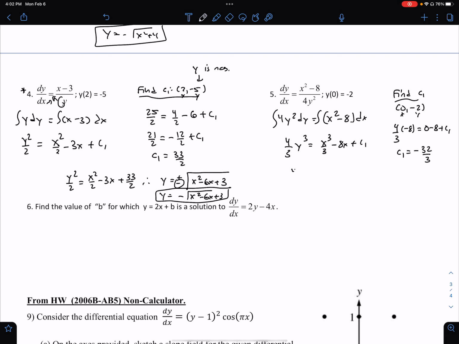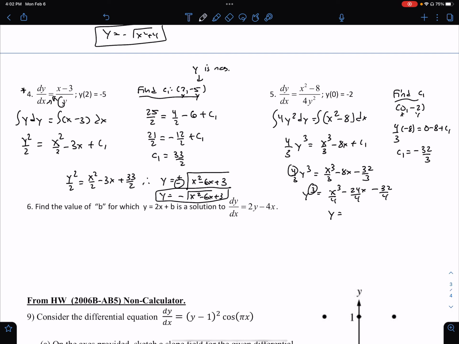Plugging in, we get 4/3 y cubed equals x cubed over 3 minus 8x minus 32 over 3, and solve for y. I am going to multiply everything by 3, and that's going to give me x cubed minus 24x minus 32, but then I'm going to divide everything by 4. That becomes over 4, over 4, over 4, and now I'm going to take the cube root.